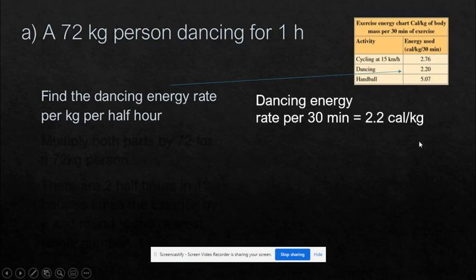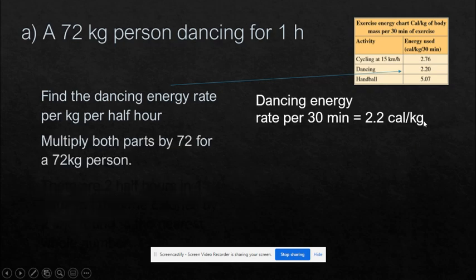Okay, so you're writing it out. Now we're going to multiply both parts by 72 because we've got a 72 kilo person. In here, that's per 1 kilo. We want to know how much it is for 72 kilos. So we times it by 72 and we get 158.4 calories for 72 kilos. Okay, so that's great. Now what do we do?